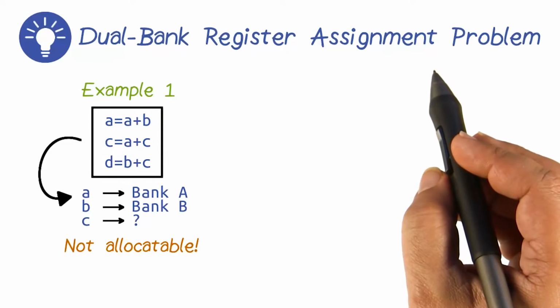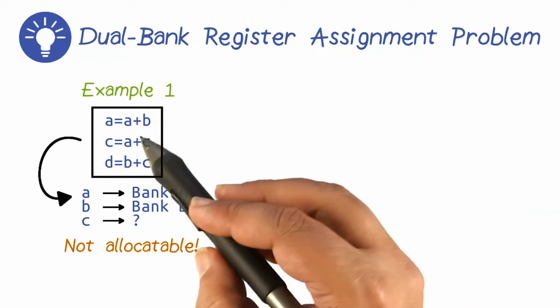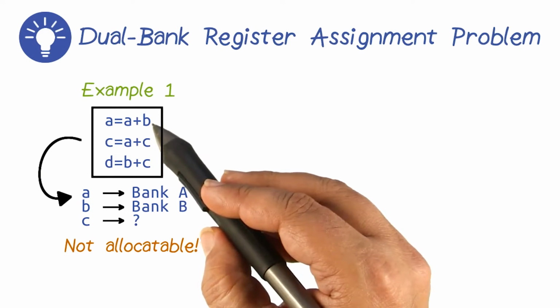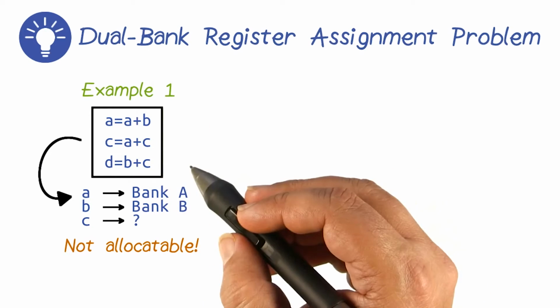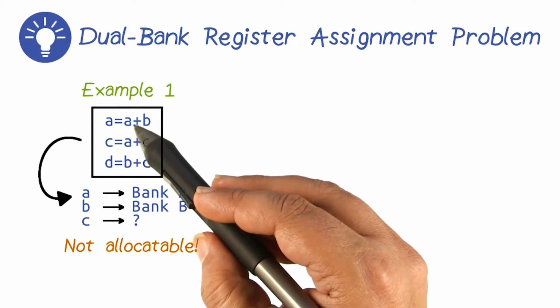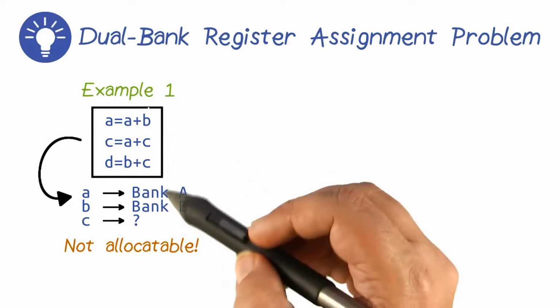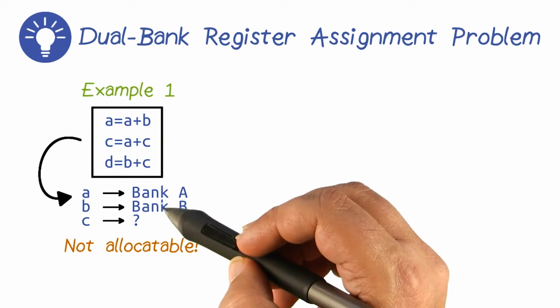Let us look at the implications of this restriction through some simple examples now. Let's take a look at example 1. What we have here is a very simple code excerpt in which we are adding A and B first, next we are adding A and C, and finally we are adding B and C. Again, the restriction is both operands must be in 2 different banks. To make this example work, let us say we start by allocating A in bank A. That automatically means we must put B in bank B, otherwise this first operation will be illegal. The operands must come from 2 different banks. So A comes from bank A, B must come from bank B.